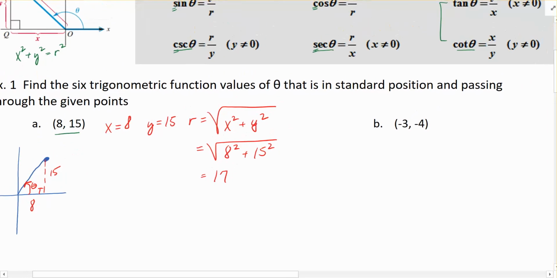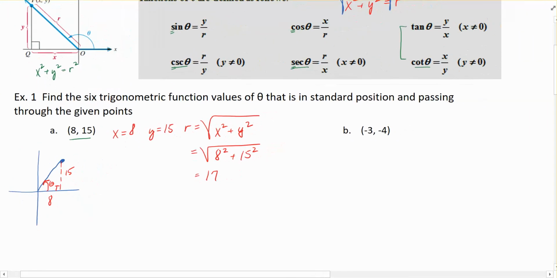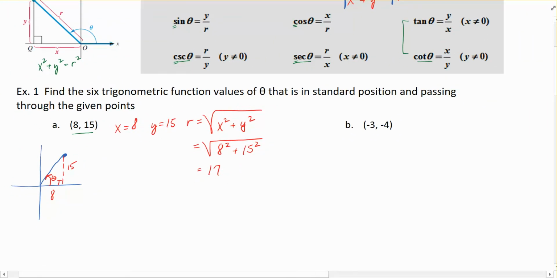Well, now I want to use the definitions from this gray box up here, and I want to write out what the 6 trig function values are for theta. So I'm going to start by taking the sine of theta, which is defined up above as the ratio of y over r. So y is 15 and r is 17. So the sine of theta is equal to 15 over 17. How about cosine? Cosine of theta is defined as x over r. Therefore, x is 8, r is 17, so it's the ratio 8 over 17.